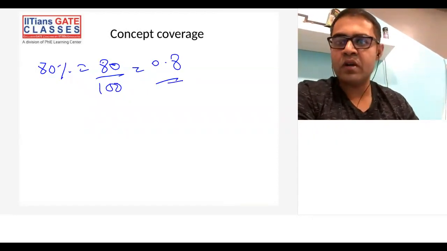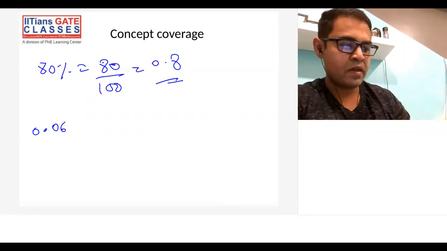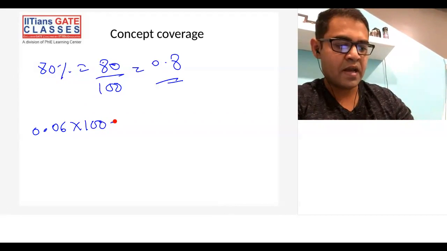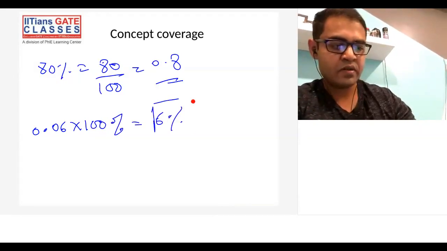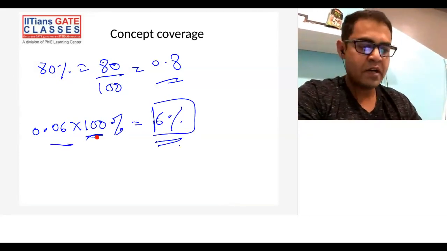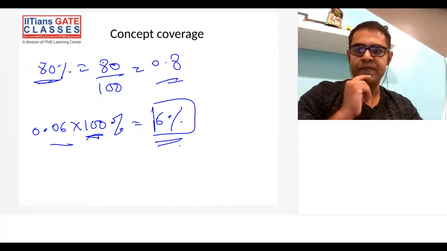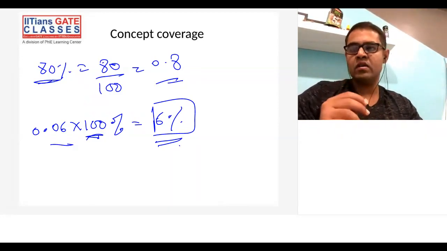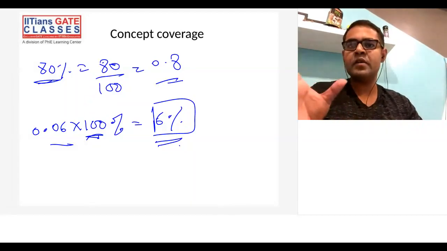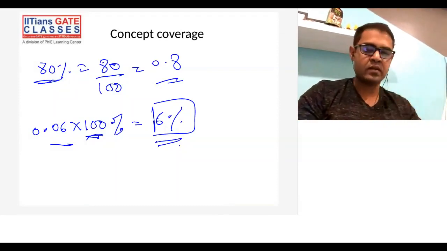If you want to convert a number into a percentage, let's say you have 0.06, do one simple thing: just multiply that by 100 and add the percentage sign. This will give you 6%. So when you want to convert a number to a percentage, you multiply by 100. When you're converting a percentage to a number, you divide by 100. This is a very basic thing which will come a lot, especially in data interpretation questions, from bar charts and pie charts. So the basics are here.